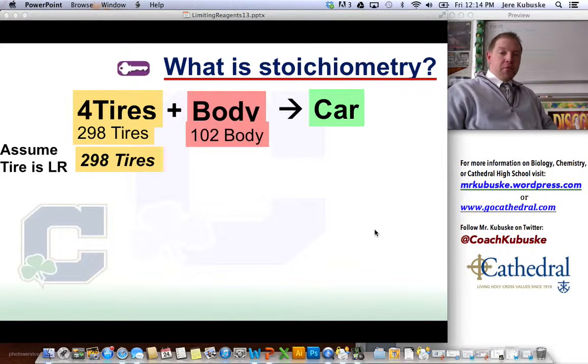As I go through here, you'll notice I have things highlighted, and the highlighted things will go in the same column as I go. But what's written on the left-hand side over here, where it says assume the tire is the limiting reactant, that's going to be the column on the left that's going to determine the questions that I ask.